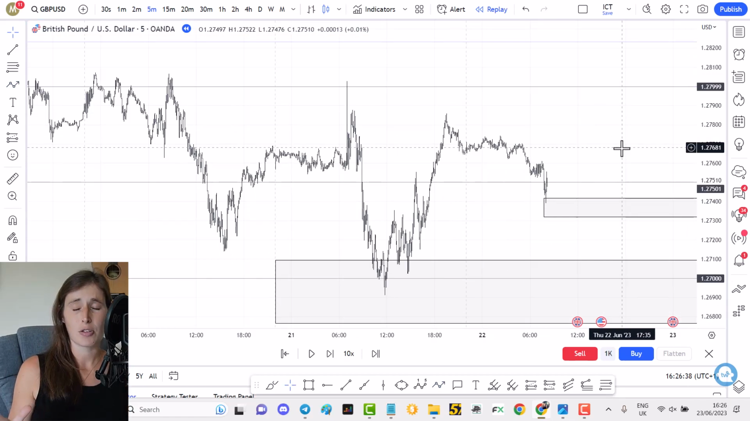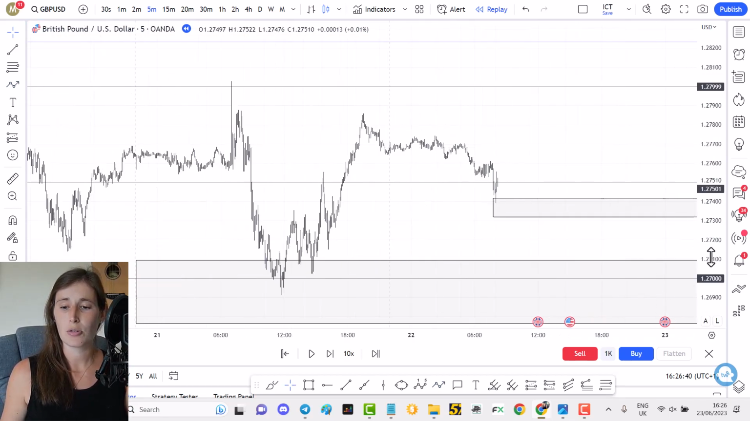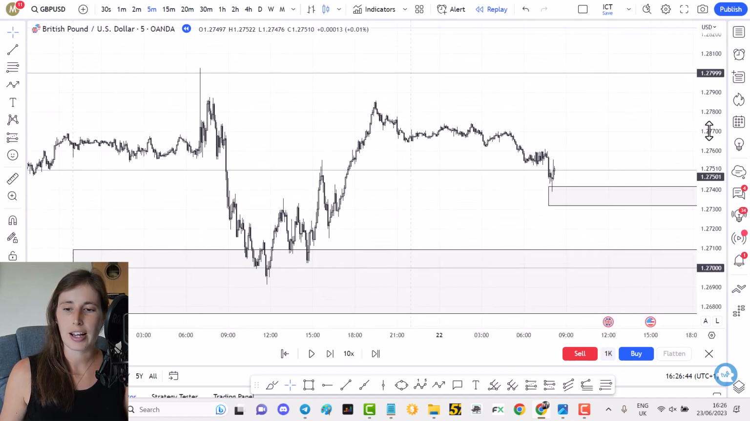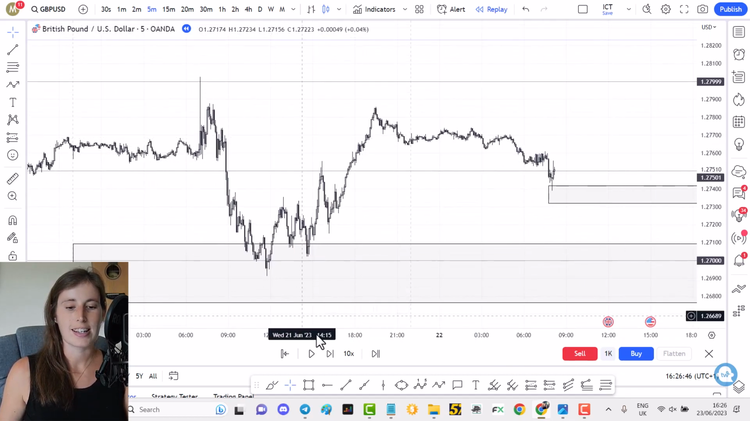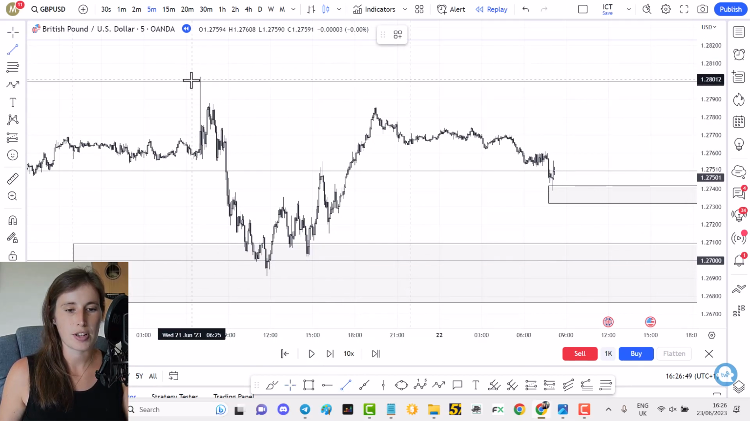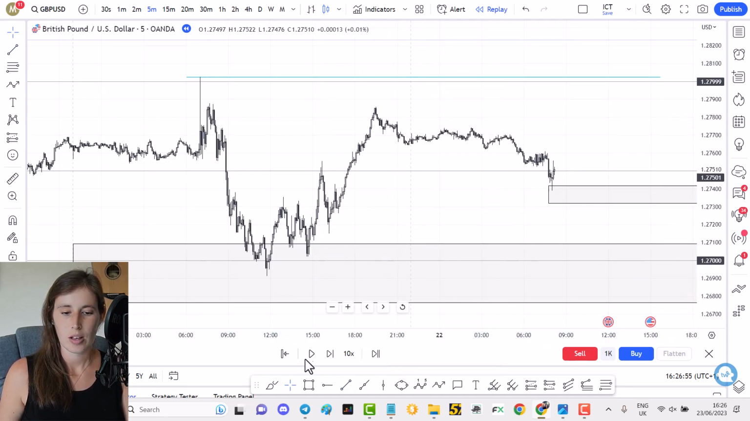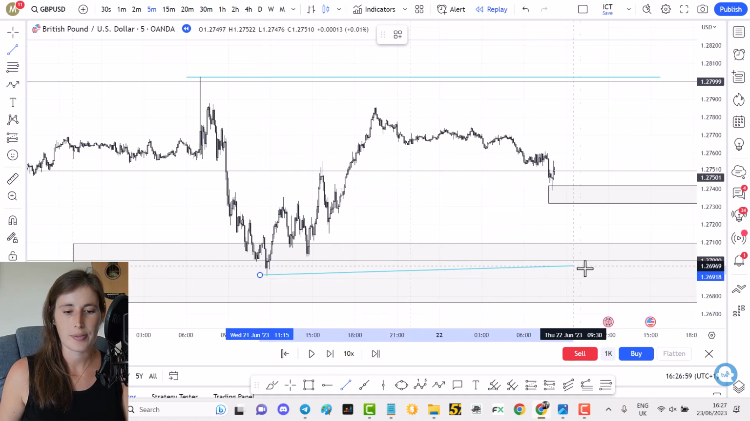That was just an overview of what I was looking at for this current week, but zooming in on the Thursday session now, all I really look for is the previous day's high, which is this level here, and the previous day's low, which is all the way down here.